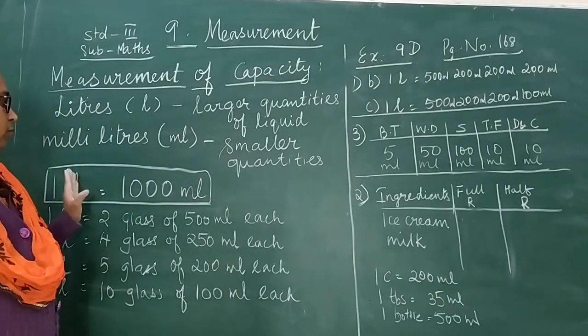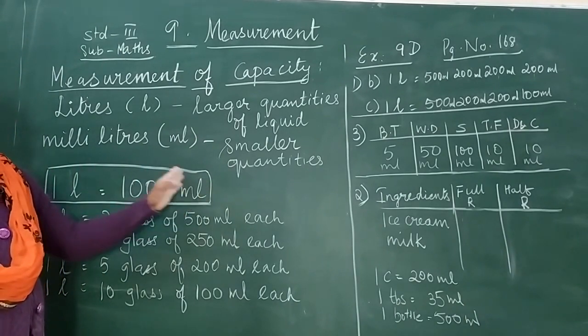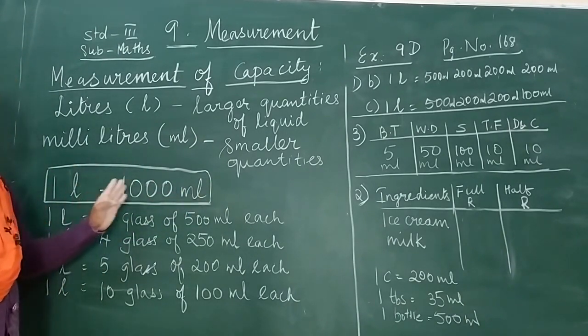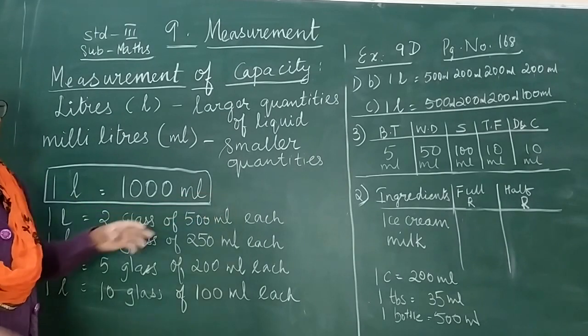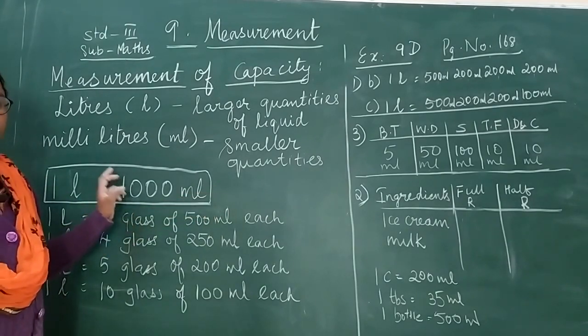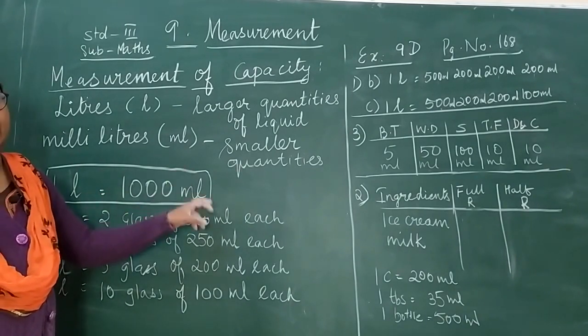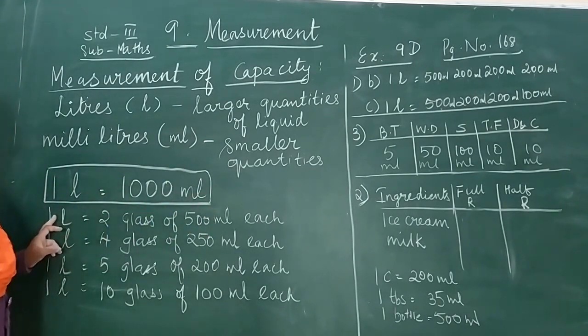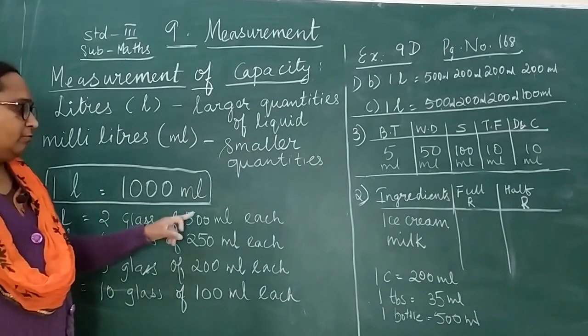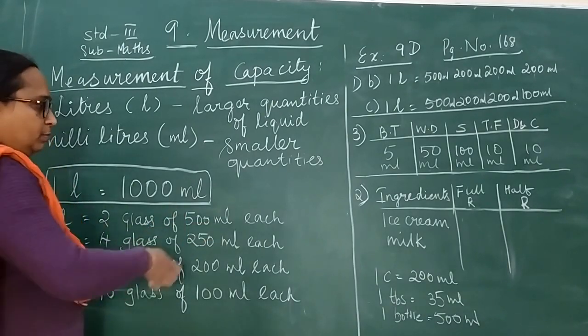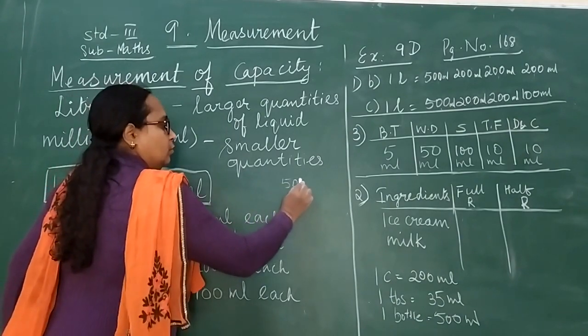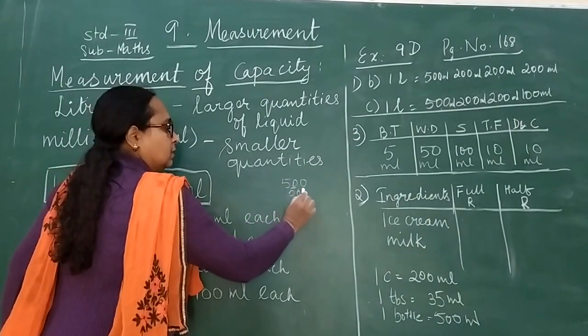Now when you convert 1 liter to ml, 1 liter is equal to 1000 ml. This conversion is also important, you should know. 1 liter is equal to 1000 ml. So with 1 liter you can fill 2 glasses of 500 ml, because 500 plus 500 is 1000.